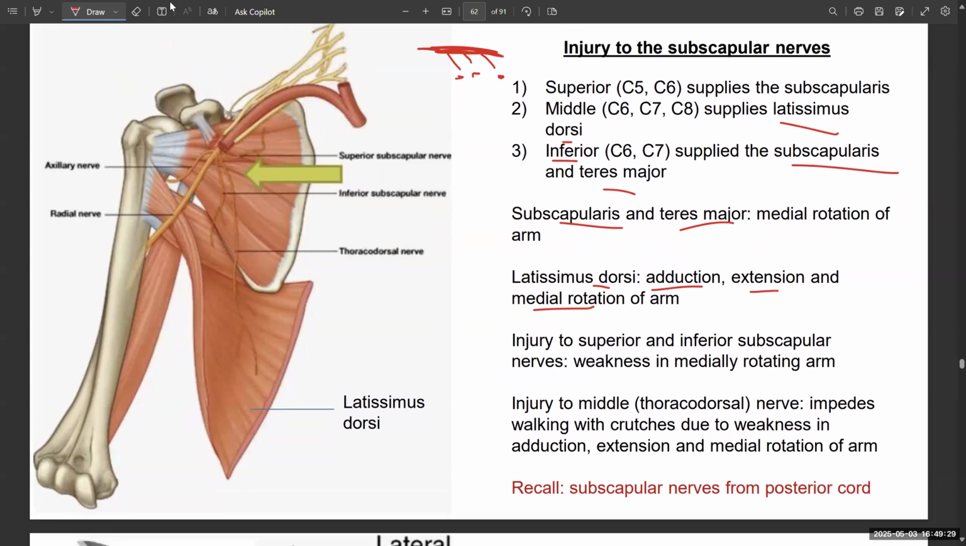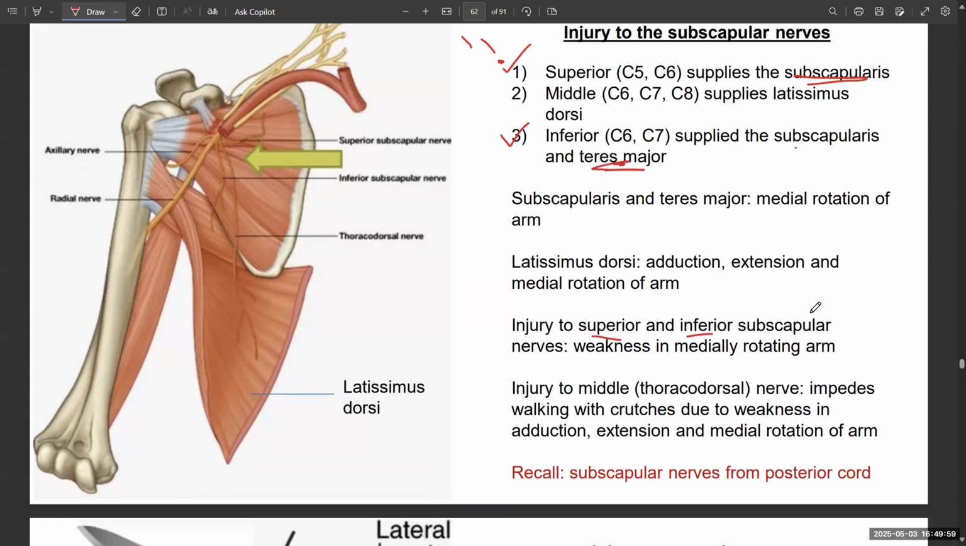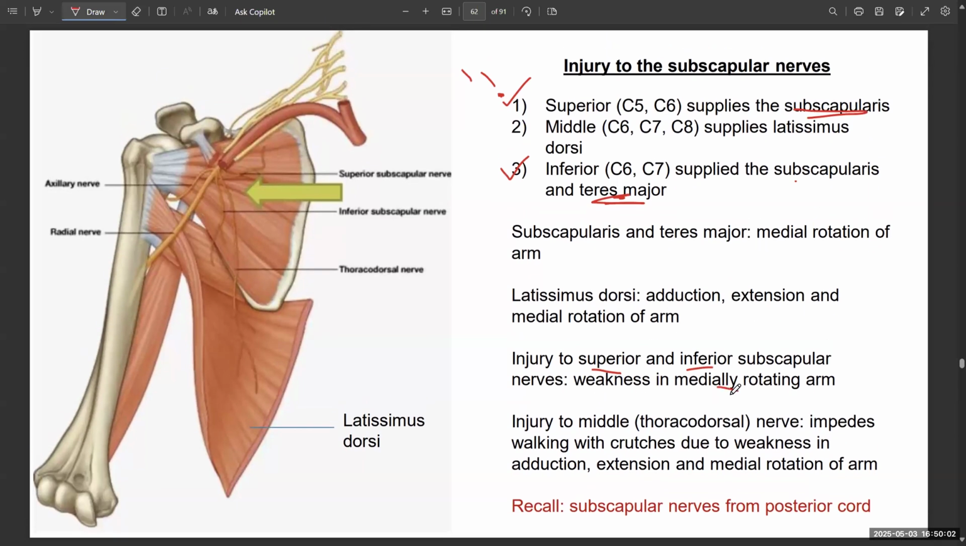So if you damage, okay, let me just clear this out again. It's a lot of time. There should be an efficient way to do this. But let's do that. Okay. Now, if you have an injury to the superior and inferior subscapular nerves, so this one and this one, you're going to damage the subscapularis. You're going to de-innervate the subscapularis and you're going to de-innervate the teres major. Okay, so that's two muscles. So you're going to have weakness in medially rotating the arm. Then you have the latissimus dorsi.